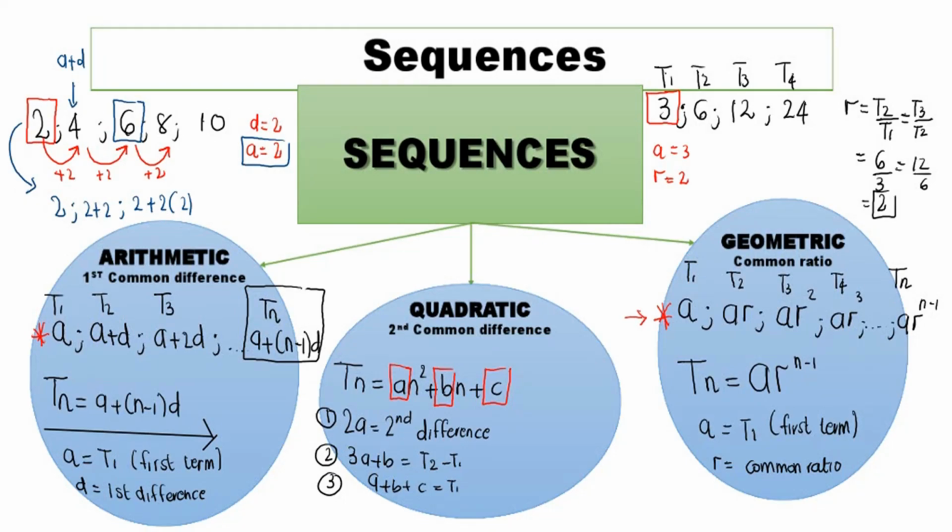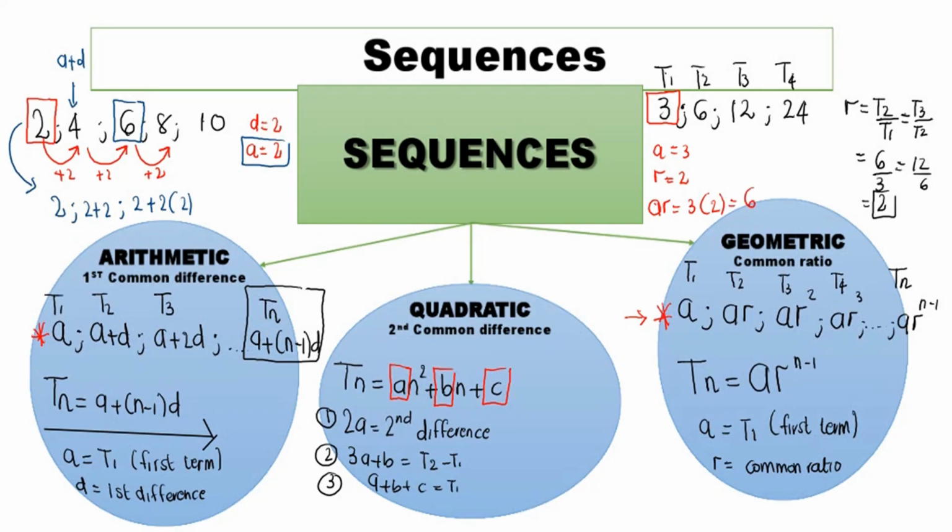We said that the first term is your A, and we see that the first term is in fact your A, which is 3. We said that the second term is A times R. So what is your A? Your A is 3. And what is your R? Your R is 2. And 3 times 2 is 6.